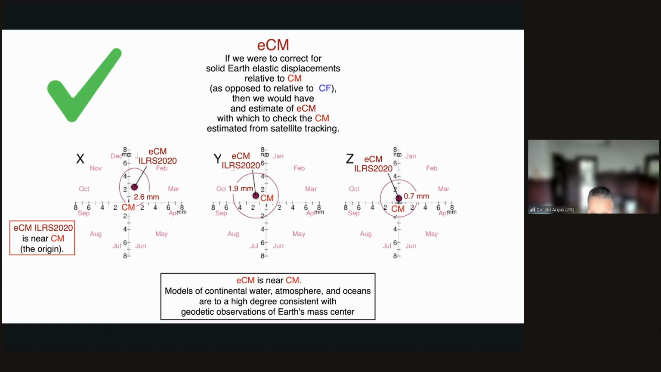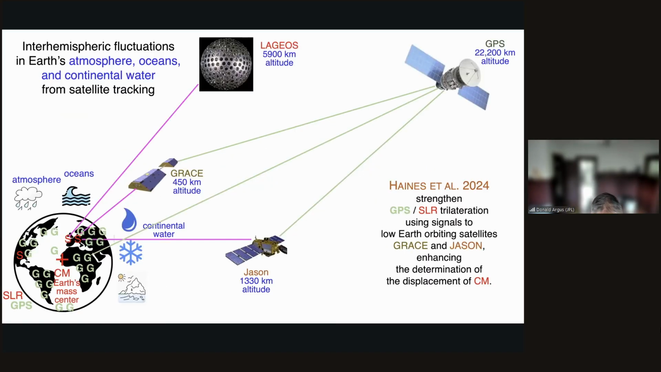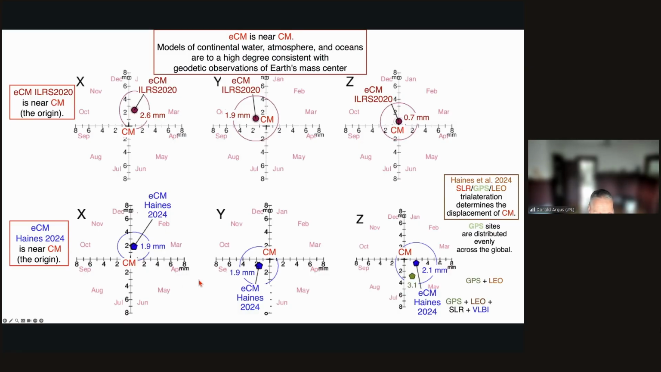Key point 2: at JPL, Haynes et al. strengthened the GPS SLR using signals to GRACE adjacent low Earth orbiters, and that enhances the determination of this displacement of CM. And then we find from our check, ECM is close to CM with the differences being 2 millimeters per year in X, Y, and Z.